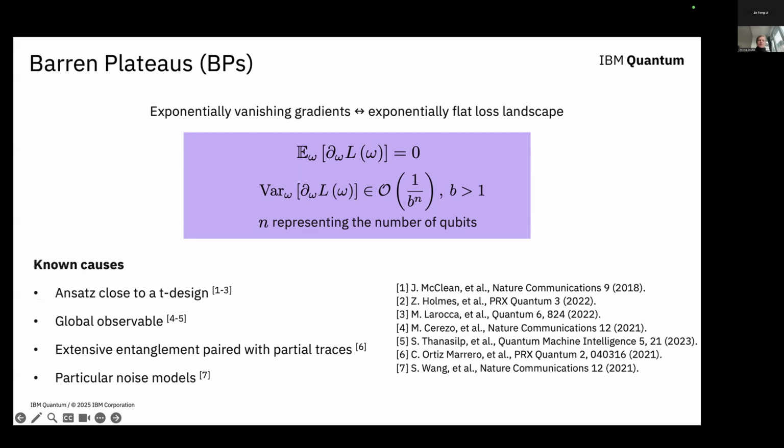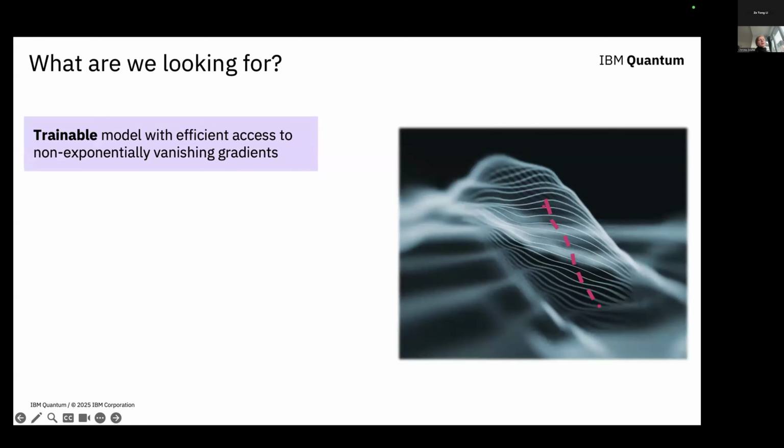Reasons for that can be that we're close to a unitary 2-design, i.e. very expressive, or we have a global observable, or extensive entanglement paired with partial traces or particular noise models. Good. But this is now really an issue when we talk about any type of parameter training in a quantum ansatz model.